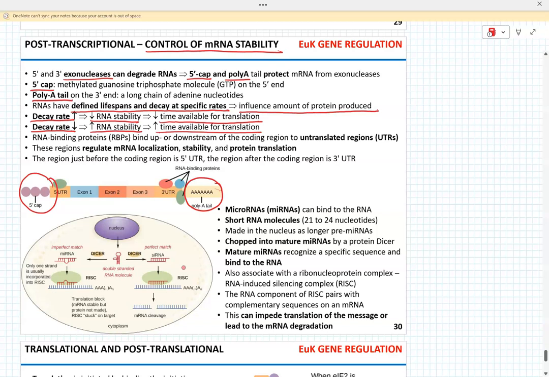Each mRNA in eukaryotes contains so-called untranslated regions that can be located on 5' and 3' ends. The 5' region, as you can see, is located just before the coding region, and the 3' region is located downstream of the coding region towards the 3' end of RNA. These untranslated regions can interact with so-called RNA binding proteins, which then can regulate the stability of mRNA, its localization, and even the process of translation.